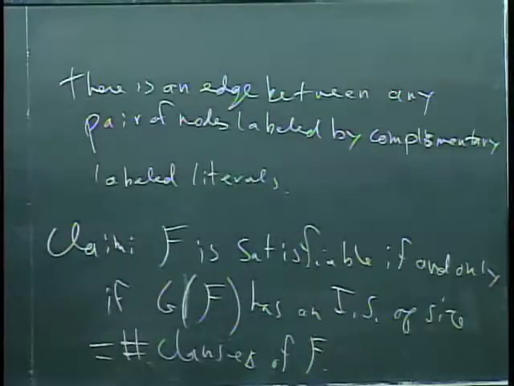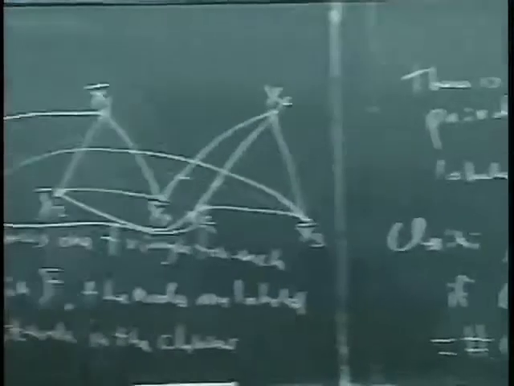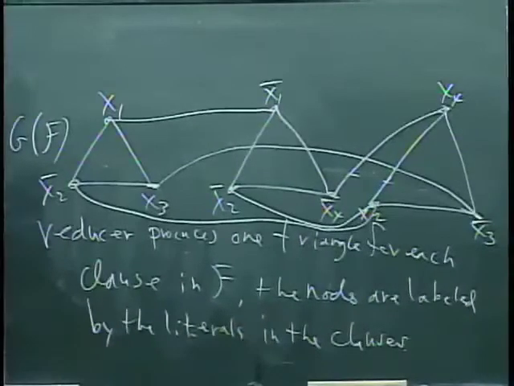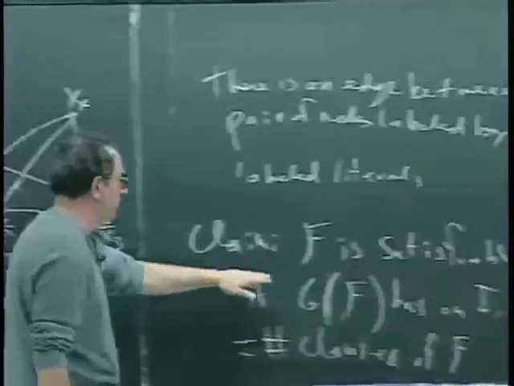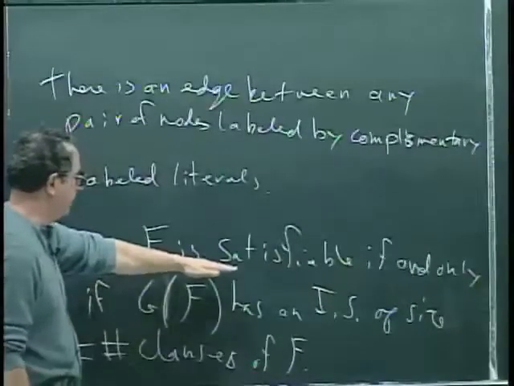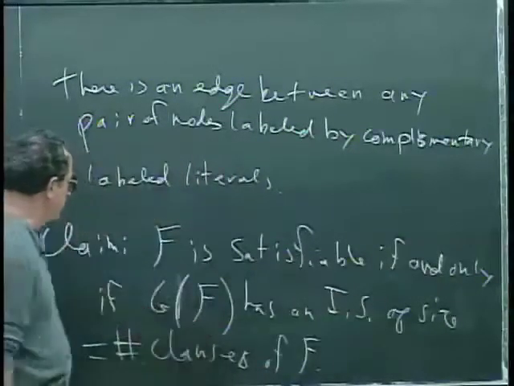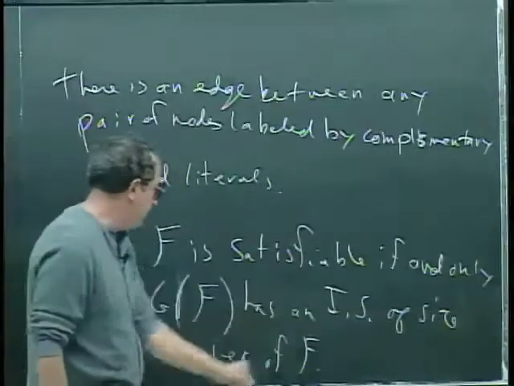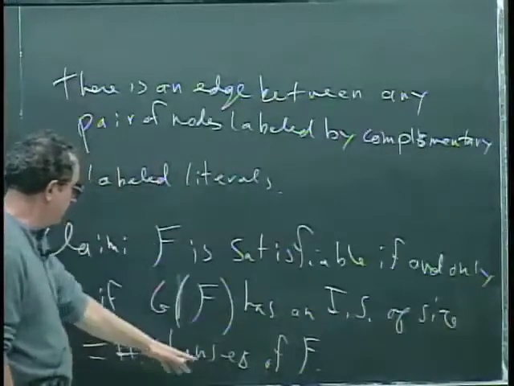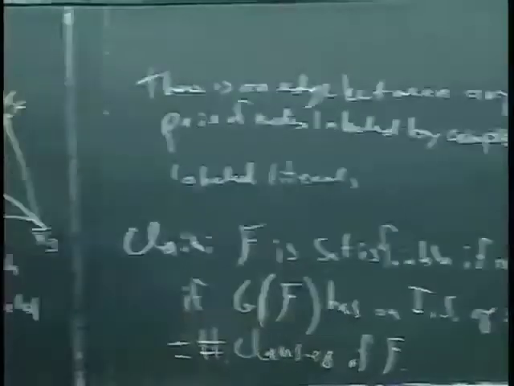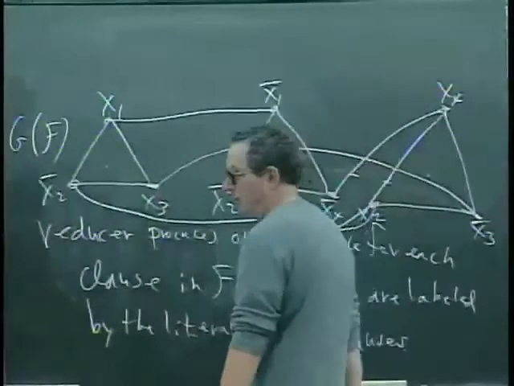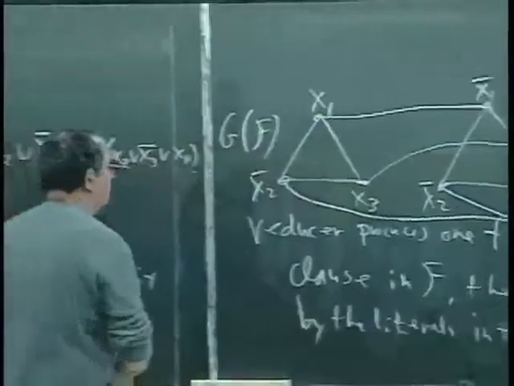Is that obvious to everybody why that's right? Okay, well, let me go through a little bit of the justification. But first, let me just illustrate what it's saying. We want to know whether the formula is satisfiable. It's satisfiable if and only if the graph that was just produced, and here's an example of it, has an independent set. And what's the size of the independent set? It's equal to the number of clauses in the formula. So it's equal to the number of triangles.